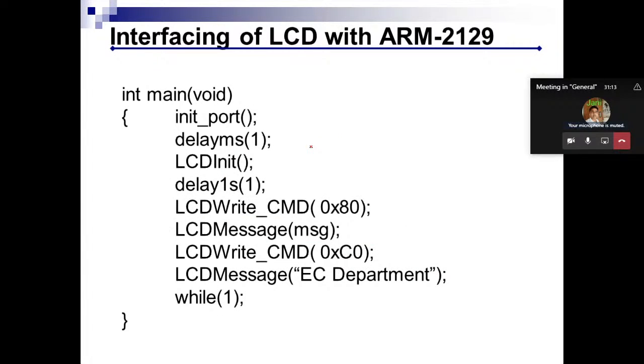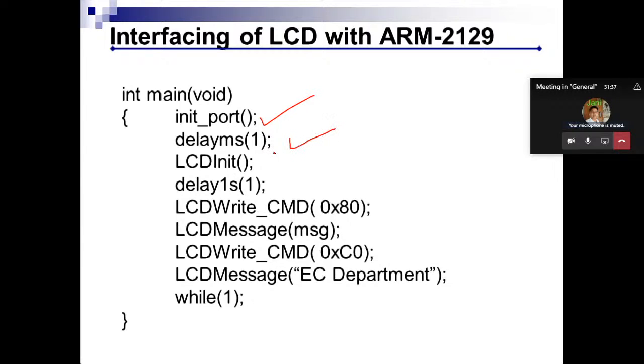So this is actually our main program. To make our main program very simple, we have written all the different routines. So our main program is now very small. First of all, initialize port. Our port 0 and port 1 pins, which we are using to interface the LCD, are declared as output pins in this initialization.